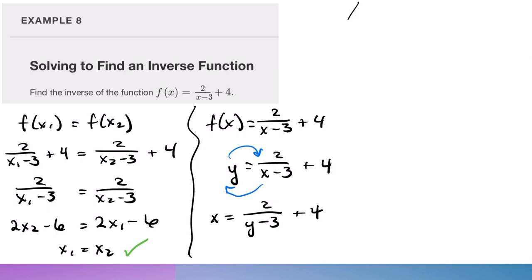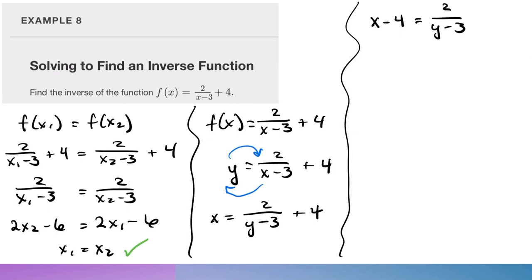I'll keep working over here. So first we can subtract 4 on both sides. So we'll have x minus 4 equals this y minus 3 under 2. I'm thinking cross multiply here. Keep in mind that on the left hand side, this is the same as this over 1. So then if we cross multiply, it looks like we're going to have to FOIL.